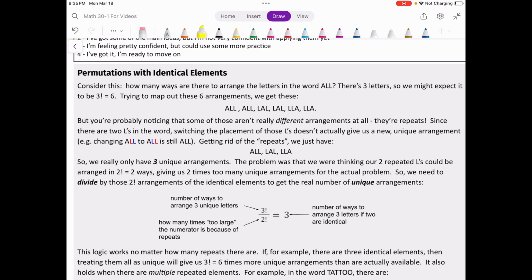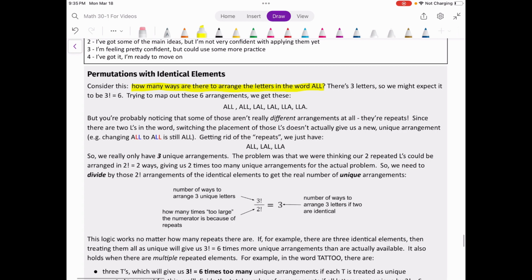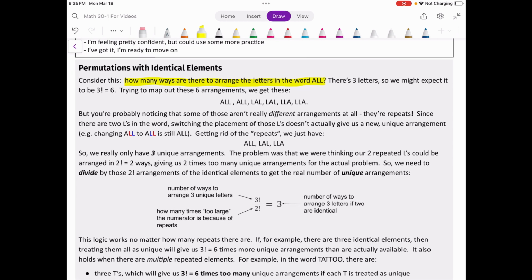How many ways are there to arrange the letters in the word ALL, A-L-L? So we might think, okay, there's 3 letters, and we've seen this before. If there's 3 things, there should be 3 factorial ways to arrange them, right? And 3 factorial is 6, 3 times 2 times 1, okay? But if we try to map out these 6 arrangements, here's what we get.